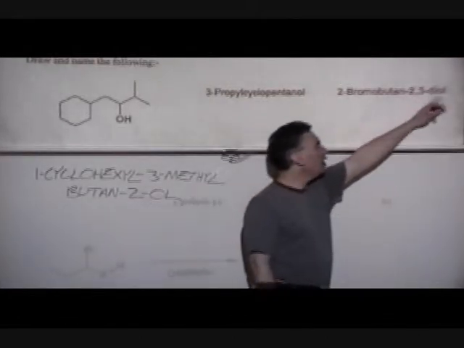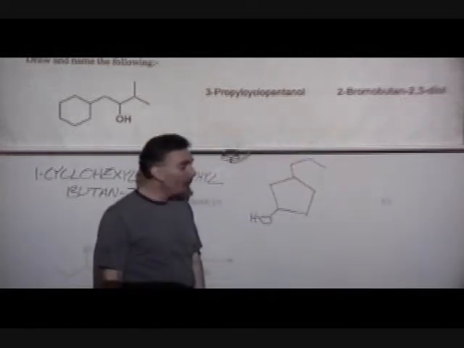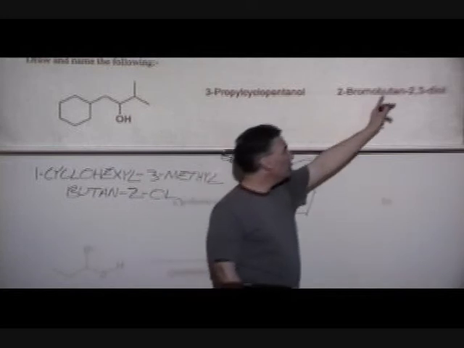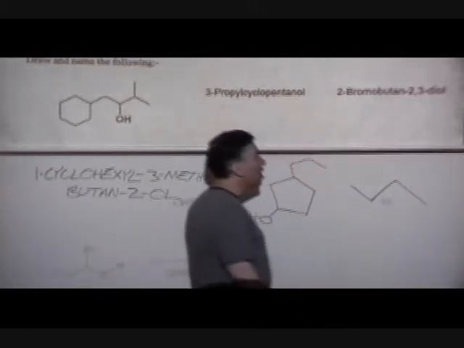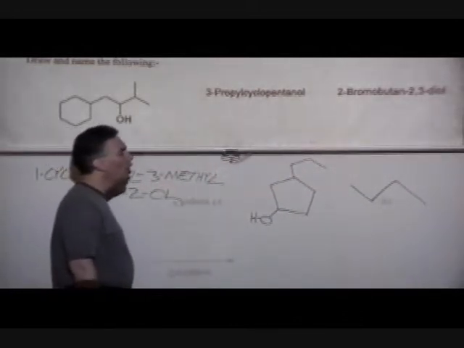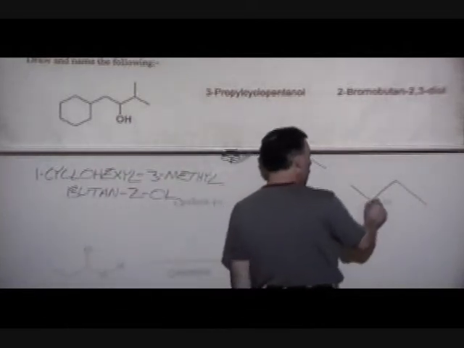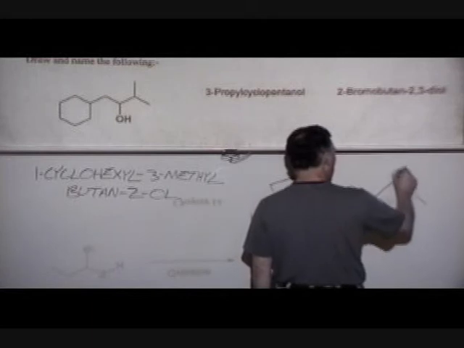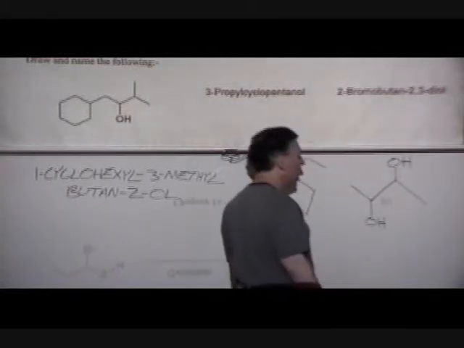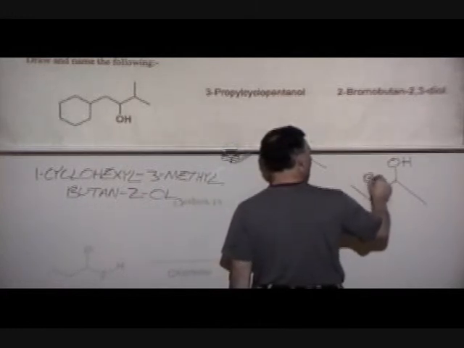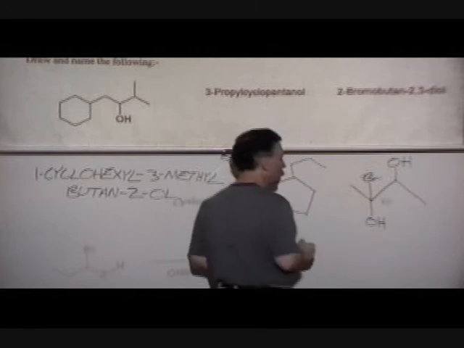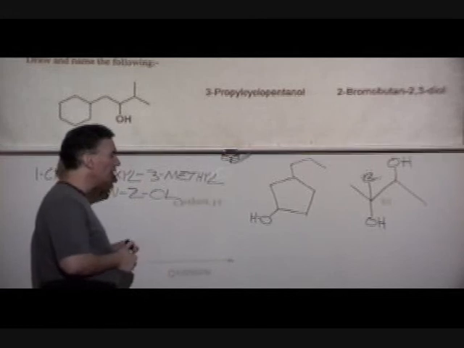Next one is a diol, so there's 2 alcohol groups in this molecule. Based on butane, butane-2,3-diol. 4 carbons in the main chain. Alcohol groups are going to be on carbons 2 and 3. So I'll just number from that left-hand side. Oh, okay, this one can be on the right-hand side as well. And it's also 2-bromo. 2-bromobutane-2,3-diol.